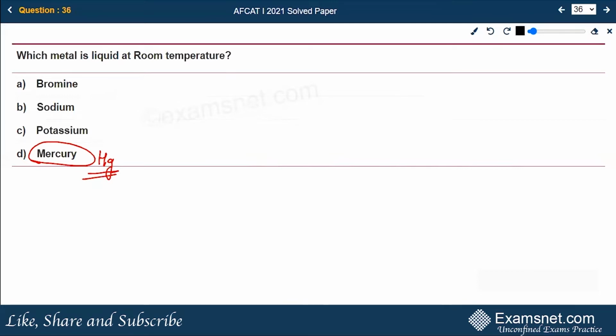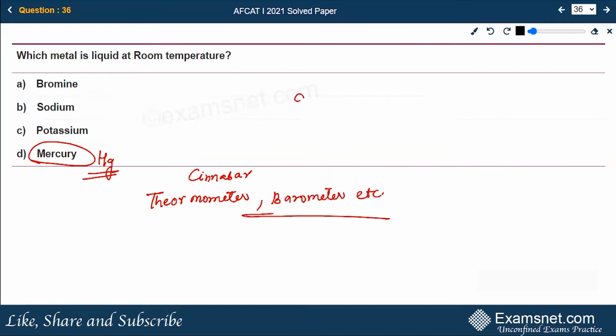It is found in deposits throughout the world, mostly in cinnabar. It has many applications. Like the first one, a very basic one, is the thermometer, barometer, etc. The answer to this question is option D.